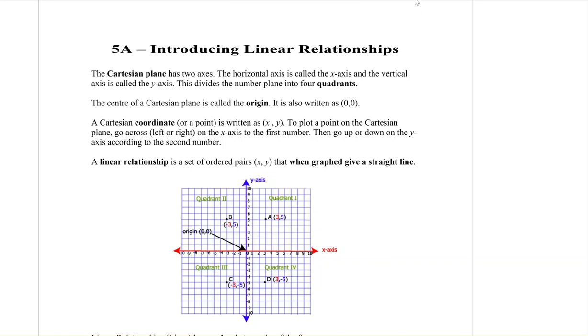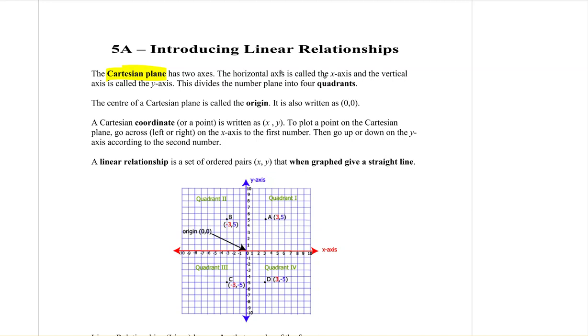Okay, so linear relationships is all about graphing straight lines. That's what linear relationships mean. So that means we need to look at the Cartesian plane. The Cartesian plane is the fancy name we give to our graph that looks like this with an x and a y axis. So it has two axes.